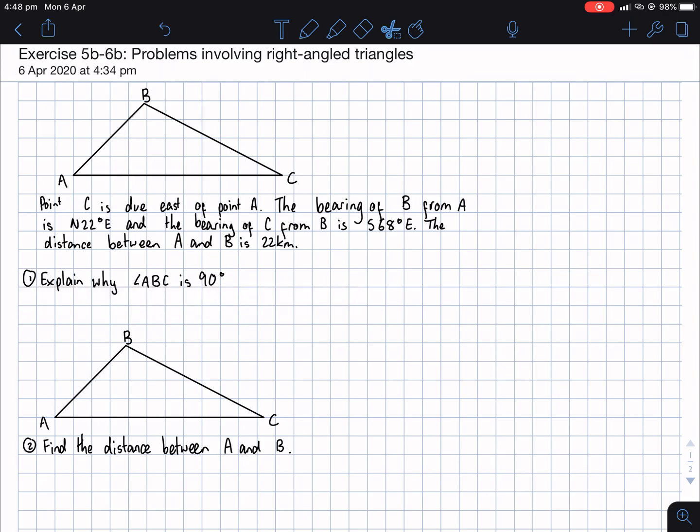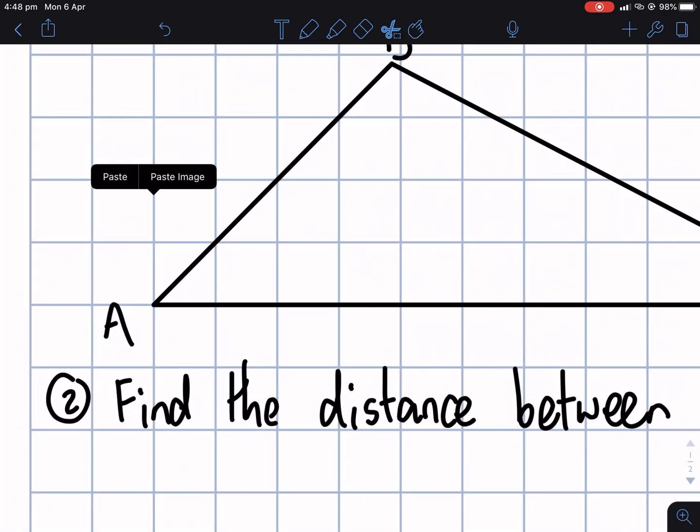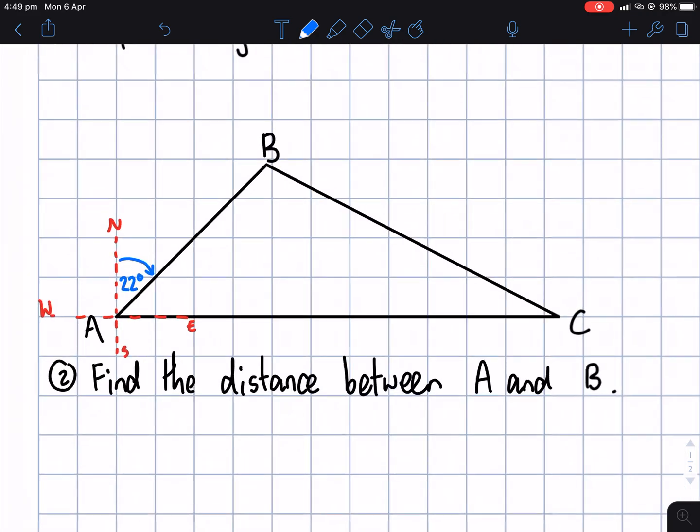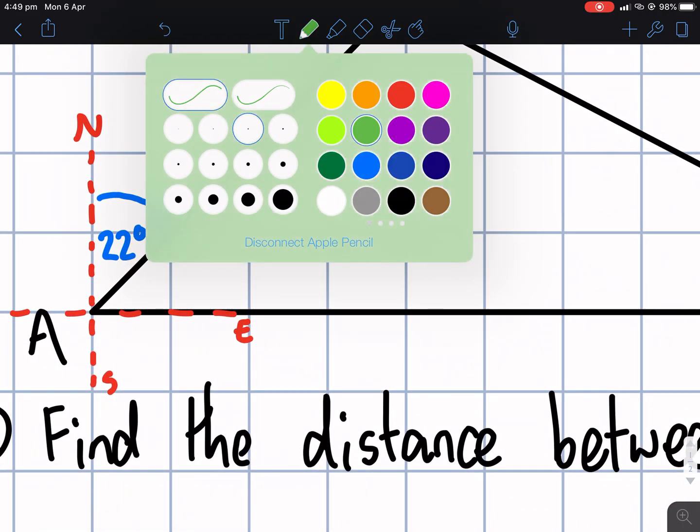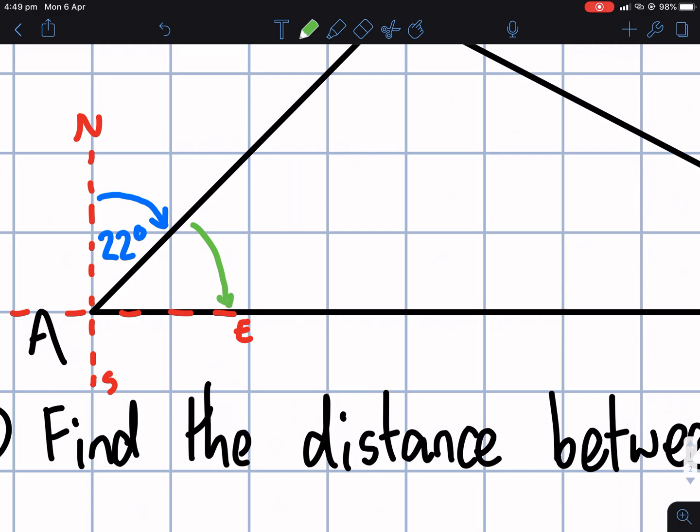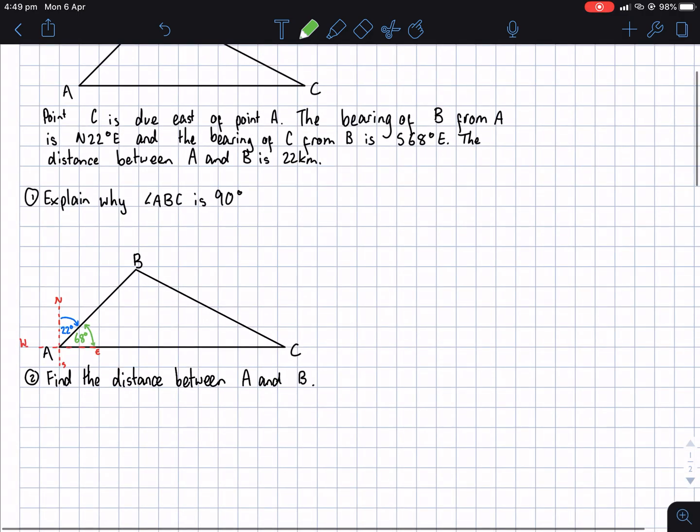That means that from A, if we drew a little north, south, east, west thing, a rosette, then the angle from north heading east is 22 degrees. If that angle's 22, what would this angle in here be? 90 take 22, which I believe is 68. Okay, what other pieces of information have they given us?